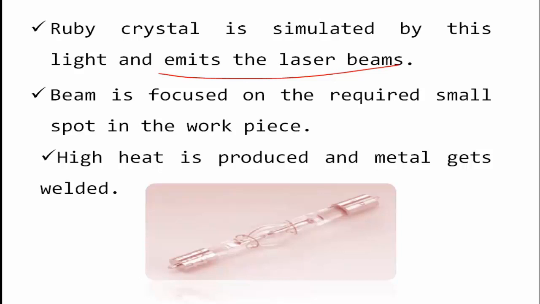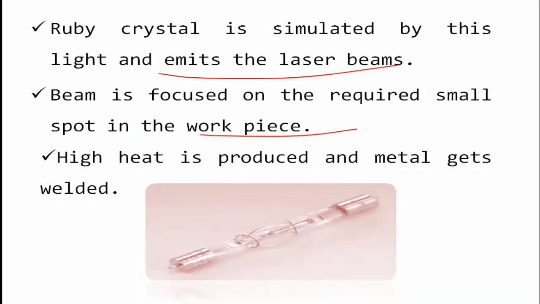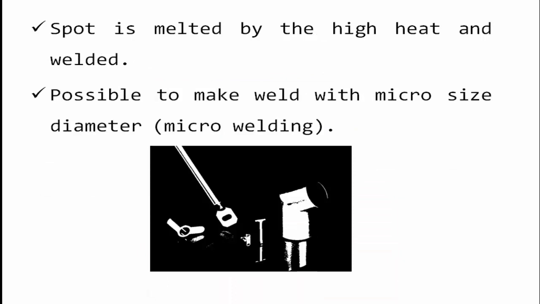The beam is focused on a very small spot on the workpiece, or base. High heat is produced and the metal melts to join. So this is the basic arrangement to join material with the support of a laser beam. The spot is melted by the high heat, joining that place. A laser beam can join very micro locations and very thin sheets, so it is called micro welding.